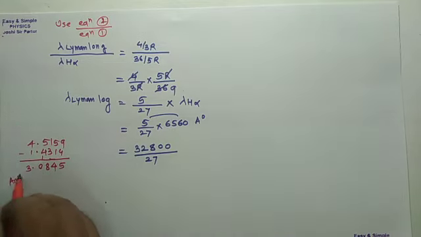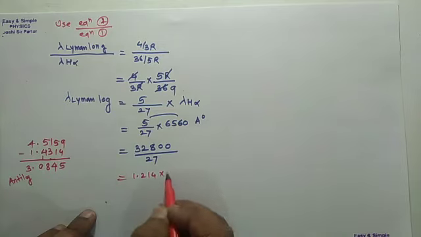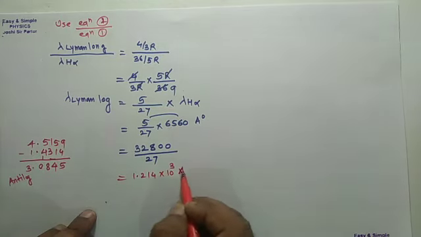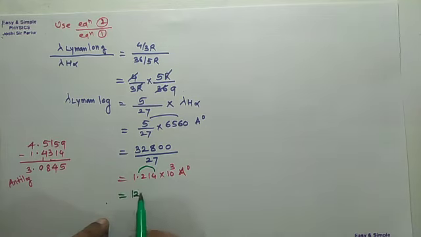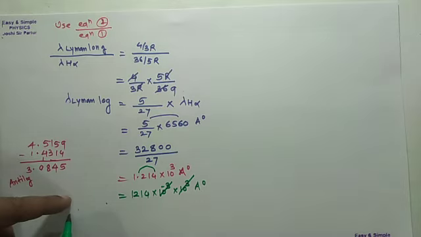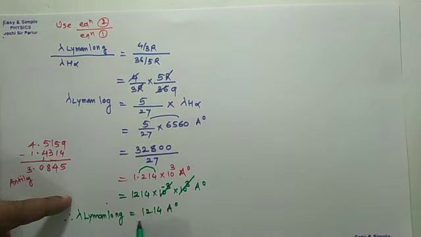Take antilog. So antilog of 0.0845 means difference 5. So its antilog will be 1.214 into 10 to the power 3 angstrom unit. But here by shifting the decimal point by 3 digits, it happens 1214 into 10 raised to minus 3 into 10 raised to plus 3 angstrom unit. Plus 3 minus 3 get cancelled. So therefore lambda Lyman longest is equal to 1214 angstrom unit.